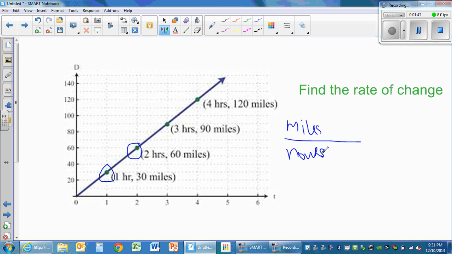And I'm going to find the difference between the 2 points. So what's 60 minus 30 on the top, because those are my miles. And then on the bottom, I'm going to do my hours, 2 minus 1. 60 minus 30 is 30. And on the bottom, 2 minus 1 is 1. That means they are traveling at a rate of 30 miles per hour, or 30 miles for every hour.